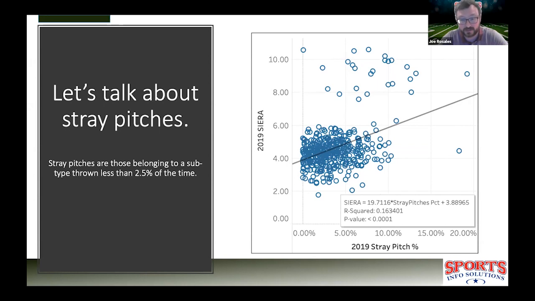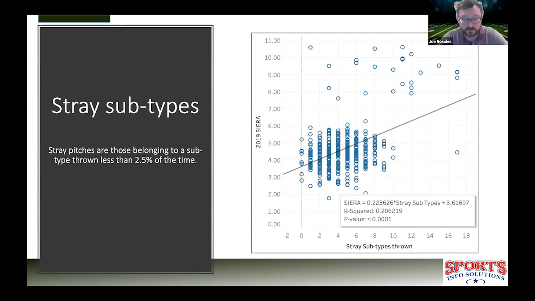And if we take a look at the next slide, this shows basically the same thing. Instead of looking at the total number of stray pitches thrown, this is just looking at stray subtypes thrown. And again, same kind of relationship. Theoretically, those are pitches that are unintentionally thrown, and it makes some sense that those would result in potentially worse performance.